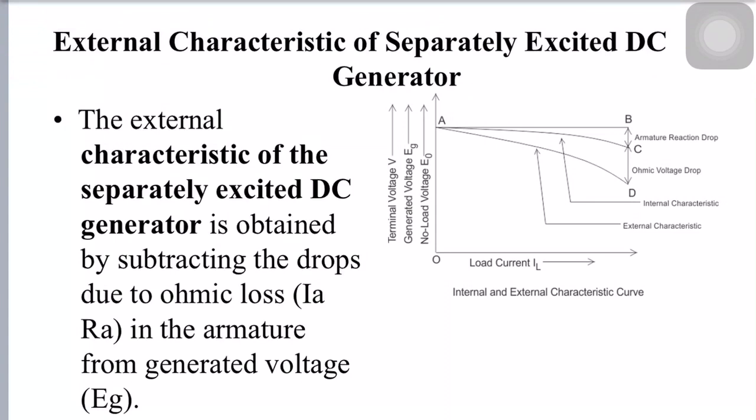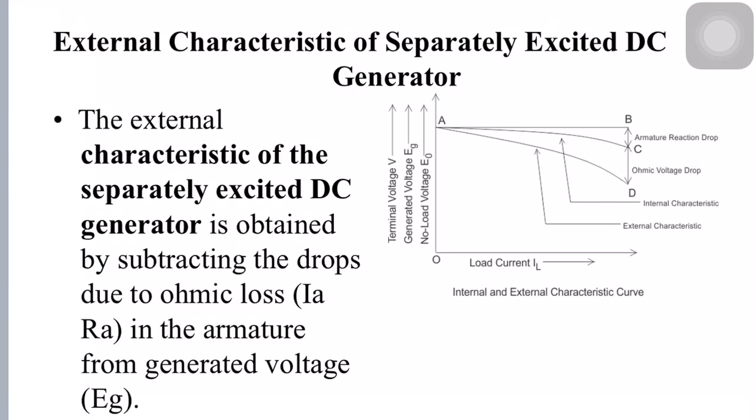This decrease in terminal voltage can be easily compensated by increasing the field current, and thereby increasing the generated voltage, so that we can get a constant terminal voltage.